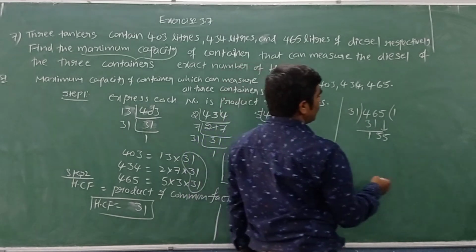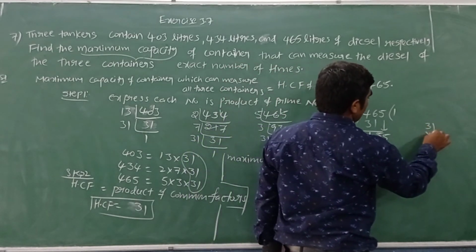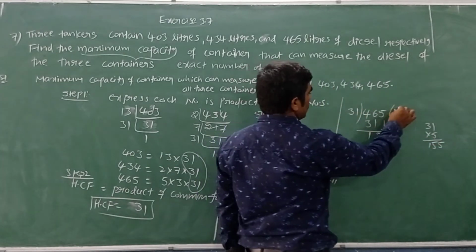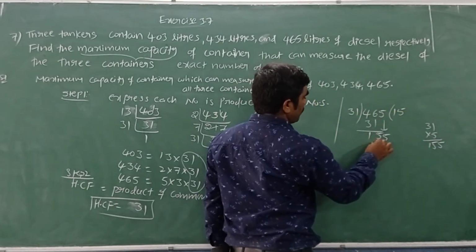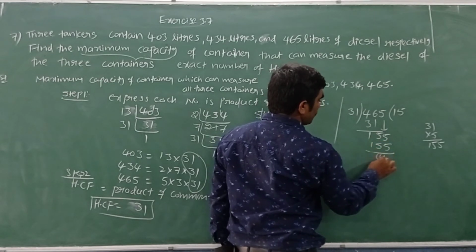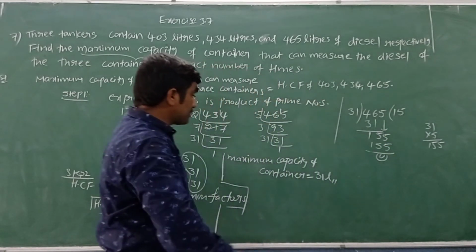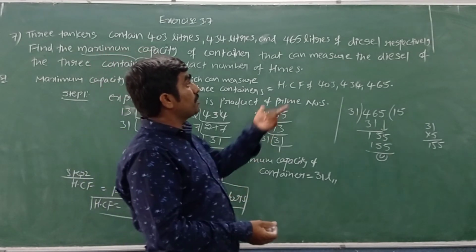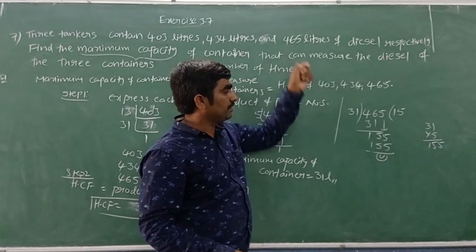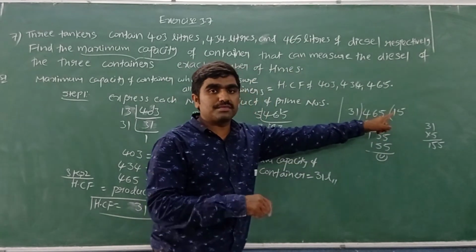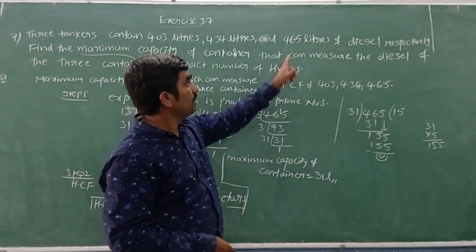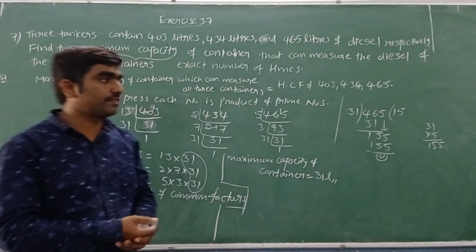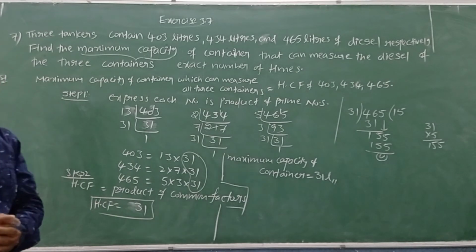In 155, 31 table, let me check 5 times. Yes, 5 1s are 5, 5 3s are 15, 155. Yes, 5 times. 31 5s are 155. Remainder is 0. Remainder 0 means exactly. So with this 31 liter capacity container, how many exact times can I measure this diesel? We can measure 15 times. If you measure 15 times, we can measure the complete 465 liters of diesel. That is the way we can find the solution. Hope you understood.